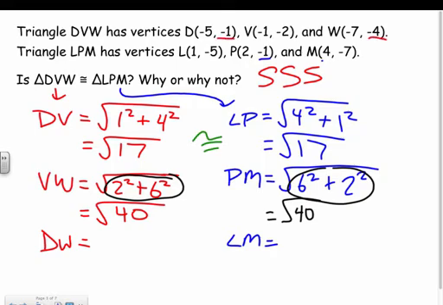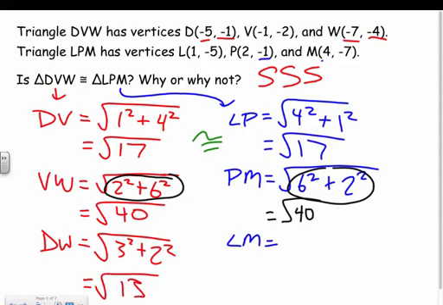So distance between my y's is 3. So the square root of 3 squared plus the distance between my x's is 2 squared. So I got 9 plus 4, which is the square root of 13. Let's see if that matches up. Distance between my y's is 2, so 2 squared. Distance between my x's is 3, so 3 squared. Get the exact same thing, don't I?